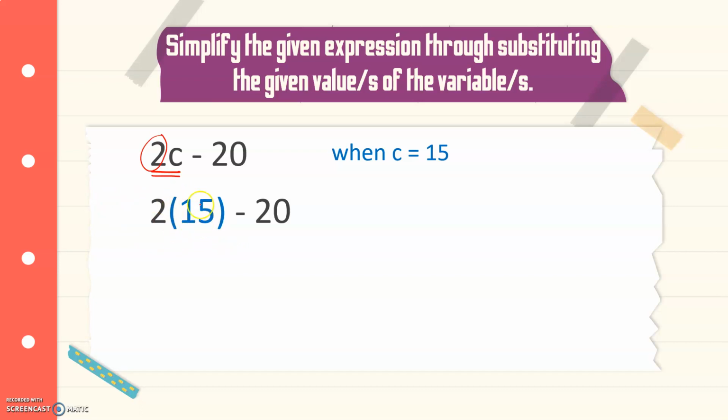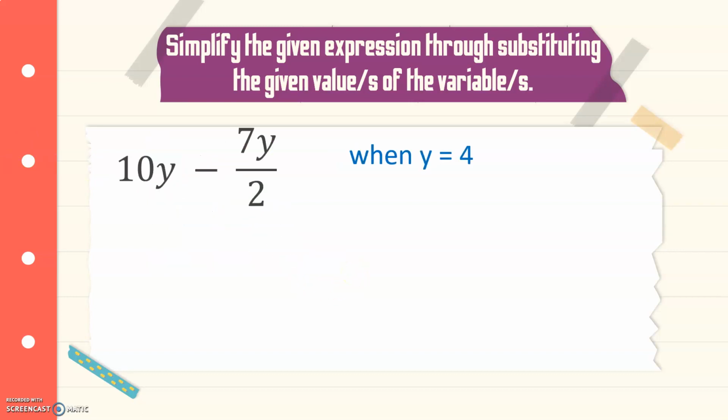Again, in algebra, we no longer use x to imply multiplication. So instead, we'll be using a parenthesis. Okay? So since there's no operation in between these two and the parentheses, this means multiplication. So 2 times 15 minus 20. If we simplify it, we'll have 2 times 15 is 30 minus 20. That will be equal to 10. Therefore, the value of the expression 2c minus 20 when c is 15 is equal to 10.